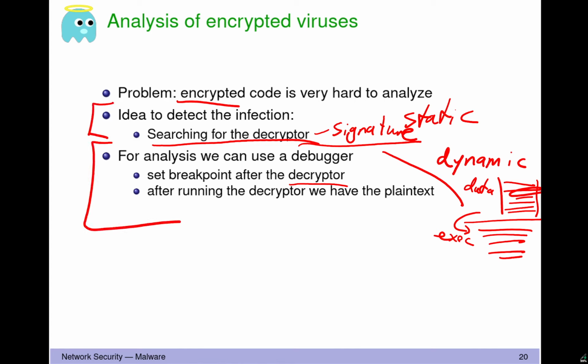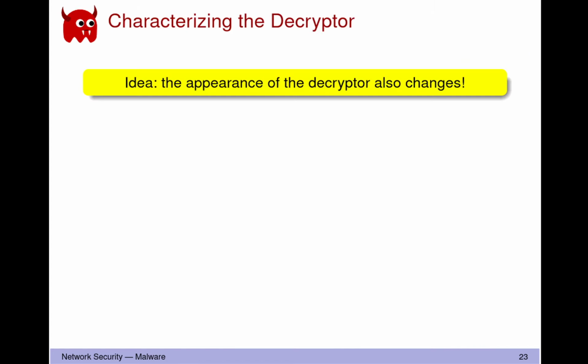Let's see whether we can modify the decryptor. So if the decryptor has a specific signature that's easy to detect, what can we do to modify the decryptor so that it's not anymore easy to detect? So how can we change the decryptor, how it looks like?